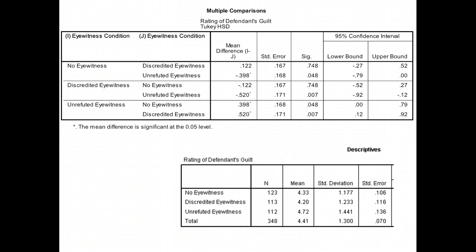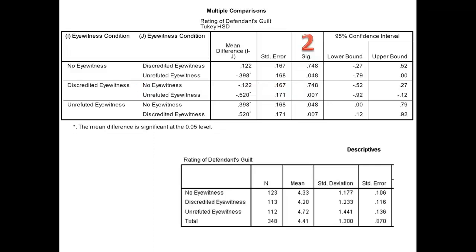Because that was significant, I'm going to look at the multiple comparisons, look at the Tukey tests, and I'm going to look at the column labeled SIG. I can see here that there's a difference between people in the no eyewitness condition and the unrefuted eyewitness condition. And there's a difference between people in the discredited eyewitness condition and the unrefuted eyewitness condition. But there's no difference between the discredited and no eyewitness conditions.